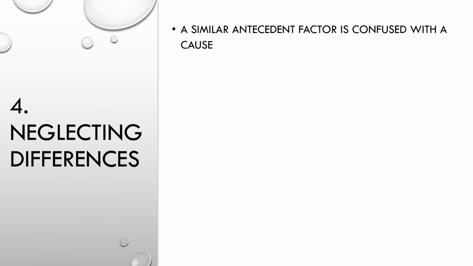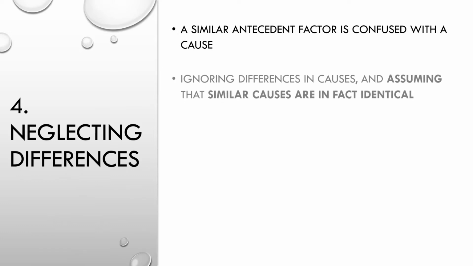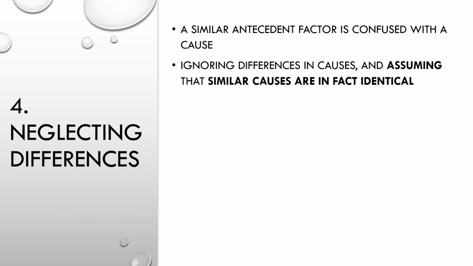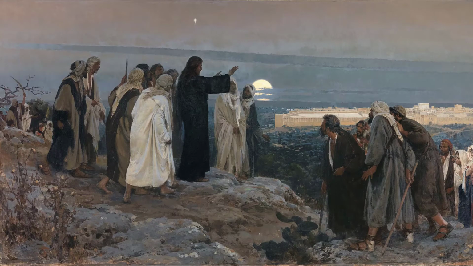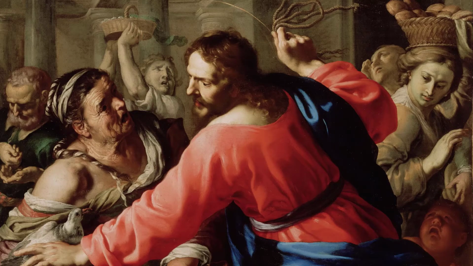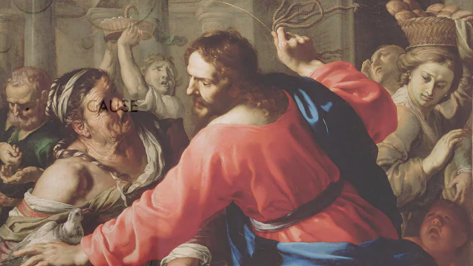Fourth is neglecting differences, mistaking similar antecedent factors for causes, or ignoring differences in causes and assuming that similarity is in fact identity. For example, Jesus' emphasis on the Messianic kingdom and his animosity towards the religious leaders in Jerusalem is similar to the concerns and views of the Essenes, so it's clear he was a member of that Jewish sect and his teachings grew out of theirs.